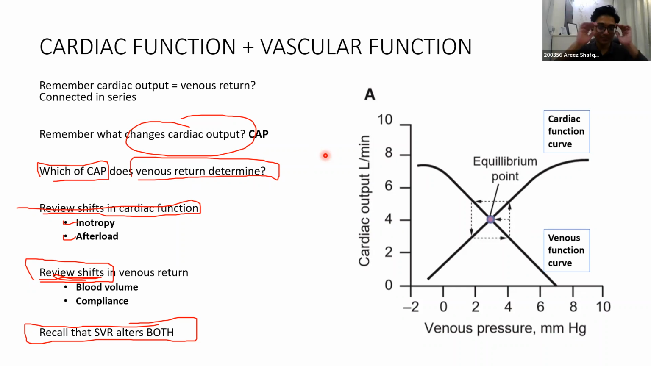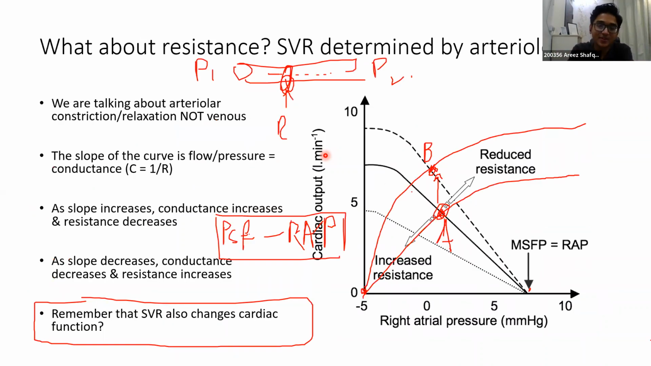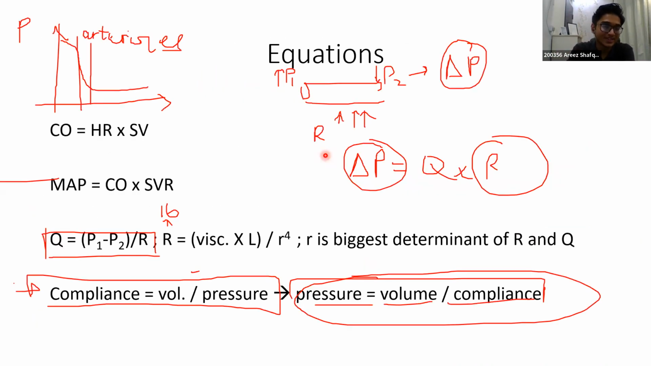So the reason I emphasized these equations is just to get you into an idea. If you remember that Q equals P1 minus P2 over R, then you say, okay, let me contextualize this equation to the venous system. P1 becomes upstream pressure, which is PSF. P2 becomes downstream pressure, the right atrial pressure. Q is venous return. So instead of memorizing the equation, you can just understand this.